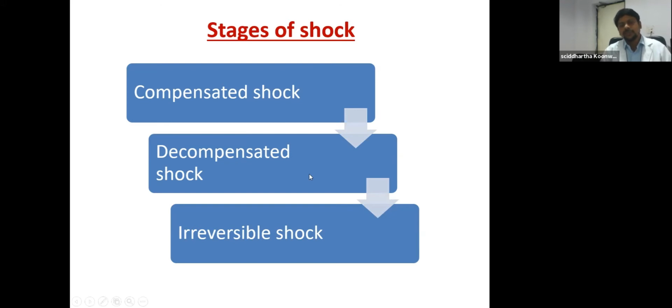So the blood pressure remains normal in compensated shock. In decompensated shock, the compensatory mechanisms such as tachycardia, tachypnea, and redistribution of blood all fail. So ultimately the patient lands up in decompensated shock, there is a fall in blood pressure and the patient is hypotensive. If the patient is not managed properly at this stage, the patient may ultimately land up in multi-organ dysfunction and an irreversible stage of shock, which ultimately leads to death of the patient.